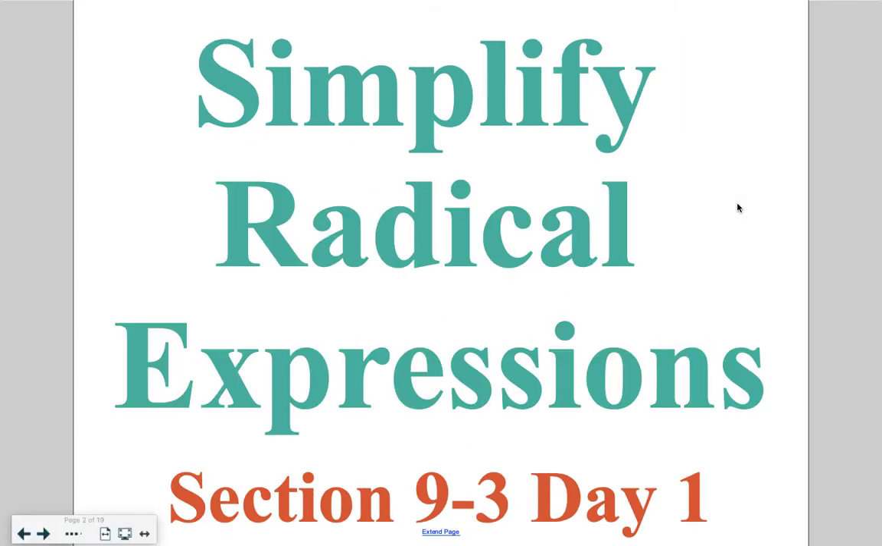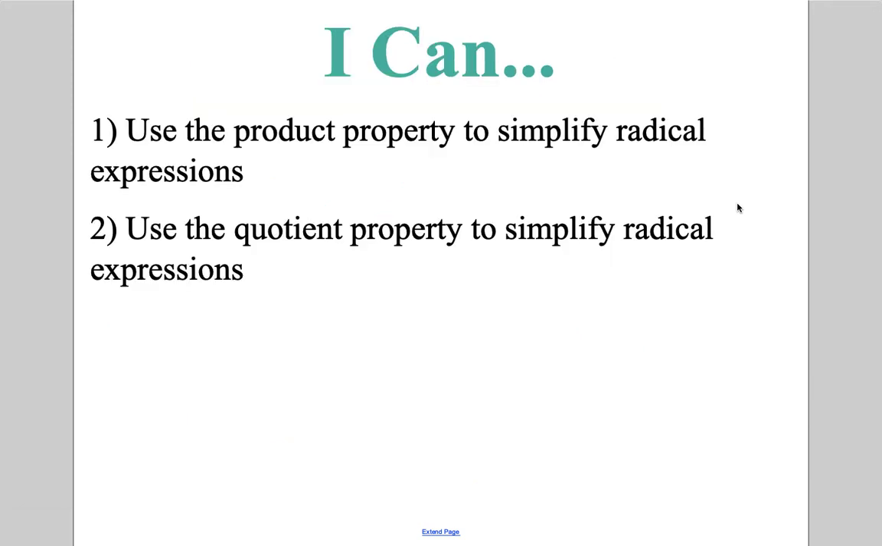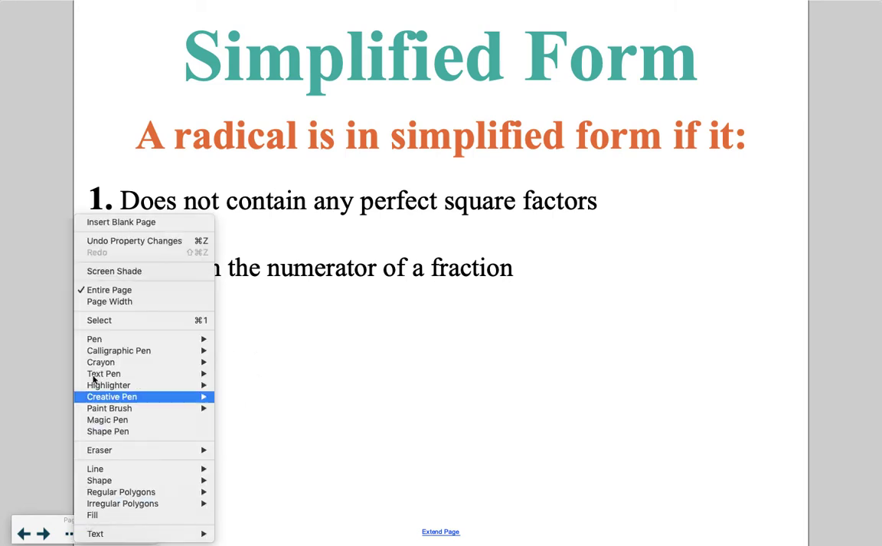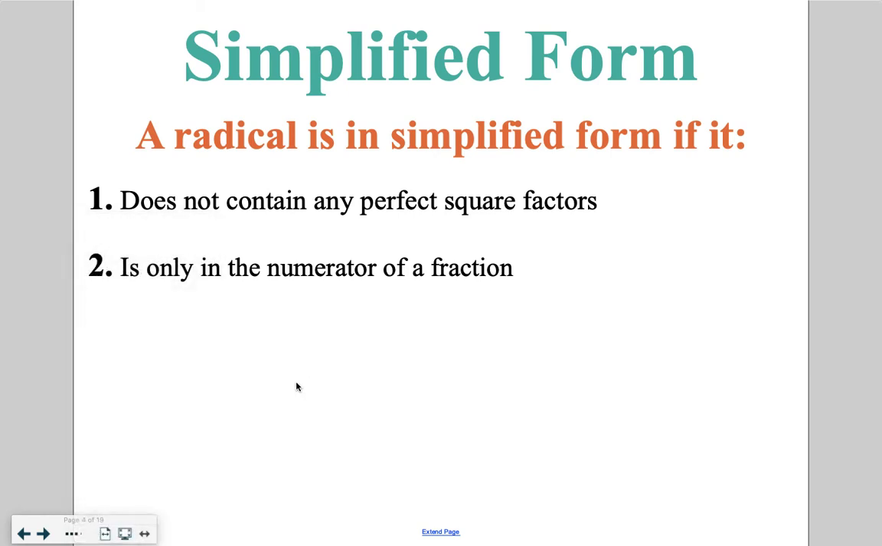So 9.3 day 1 is going to be about simplifying radical expressions. By the end of today's lesson, you'll be able to use the product property and the quotient property to simplify radical expressions. A radical, which we should clarify, is anything with a square root. So for example, if I wrote out the square root of 17, that is a radical because it has a square root. Anything with that square root sign is what we consider a radical.